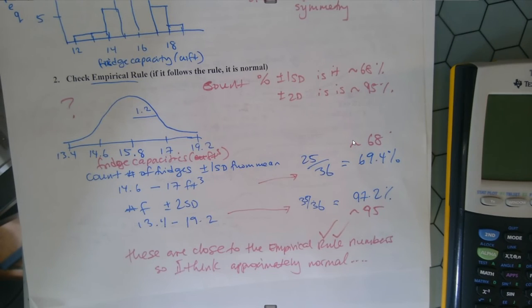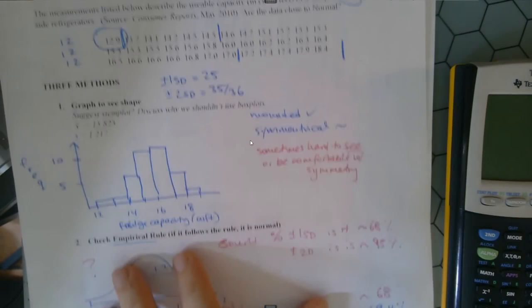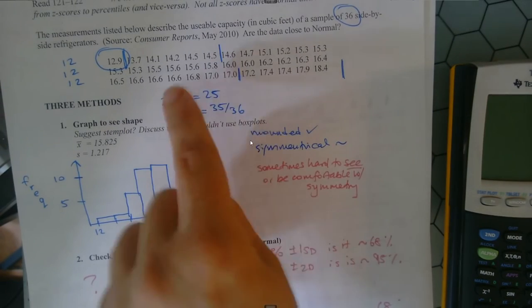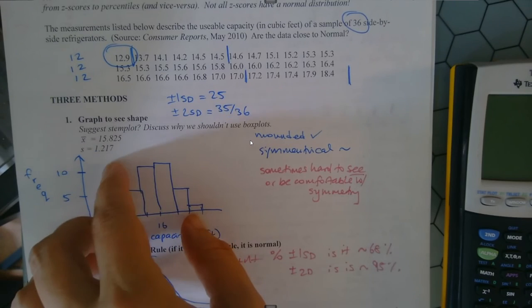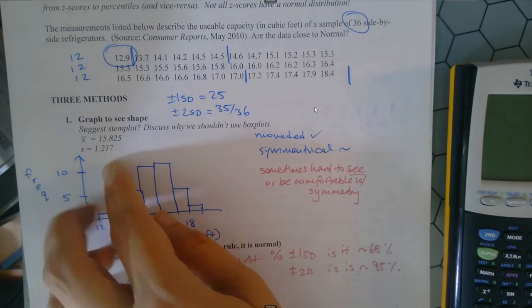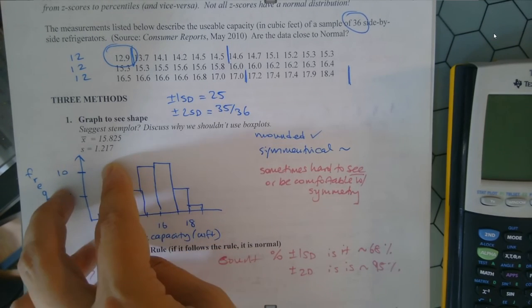This method I would use whenever you already have a list that's in order. So that made it easy, right? These are in order, and that helps. And you already know the mean and standard deviation. That's when I would use the empirical rule, because it's not a big fuss to get those numbers and those details.